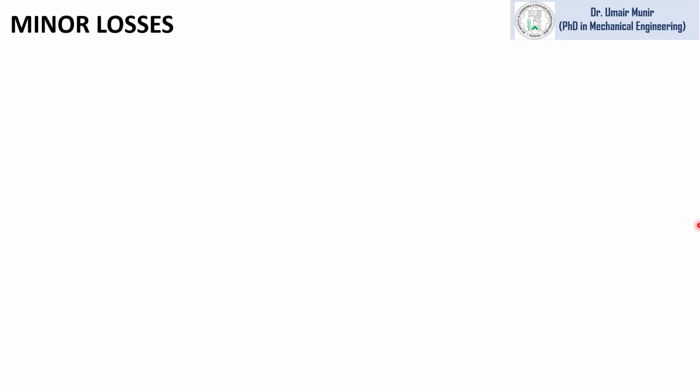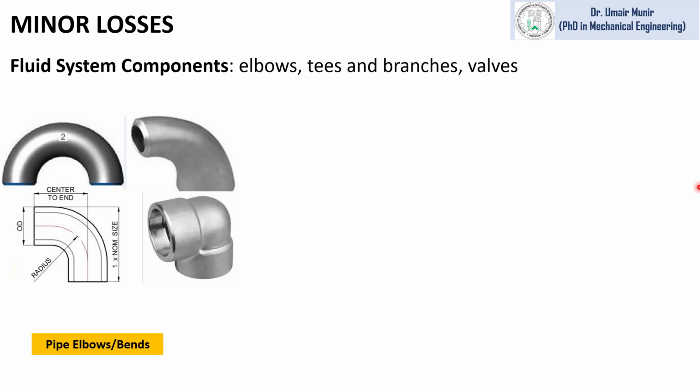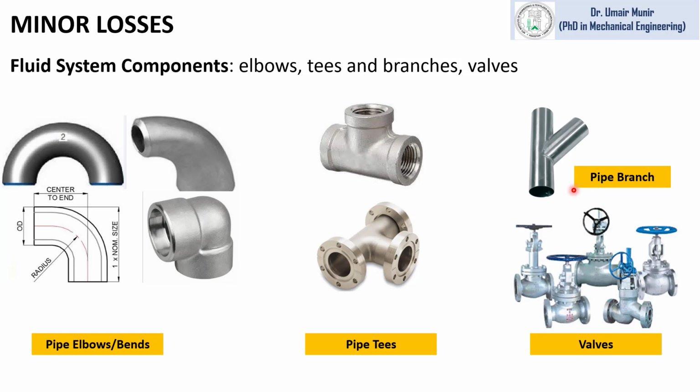In this video, I will explain what the minor losses in piping systems are and how we can calculate them. Minor losses are the flow losses from pipe elbows and bends. Pipe elbows and bends can be 90-degree and 180-degree bends. There are also losses from pipe tees in the pipe branch or from the valves.